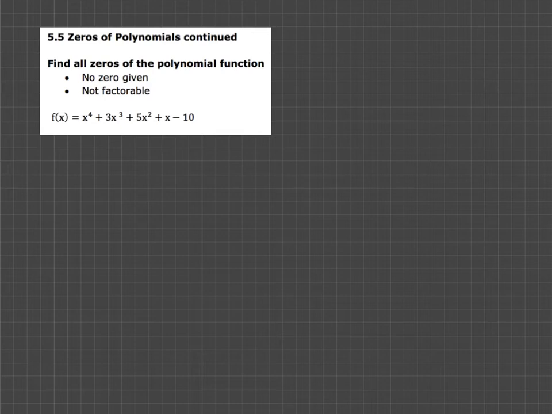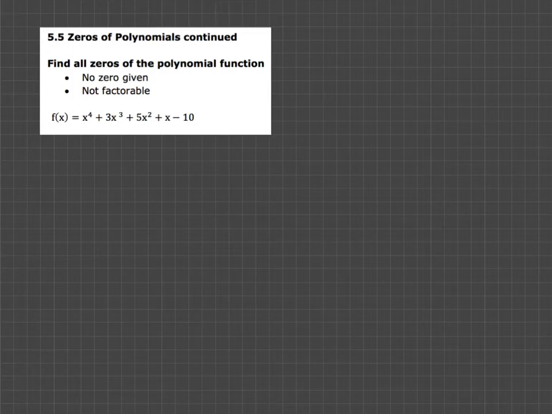Now we're going to continue to look at section 5.5, zeros of polynomials. We can now look at real zeros and complex zeros. So we want to find all zeros of the given polynomial function, but this time we're not given a zero or a factor, and it's not factorable.